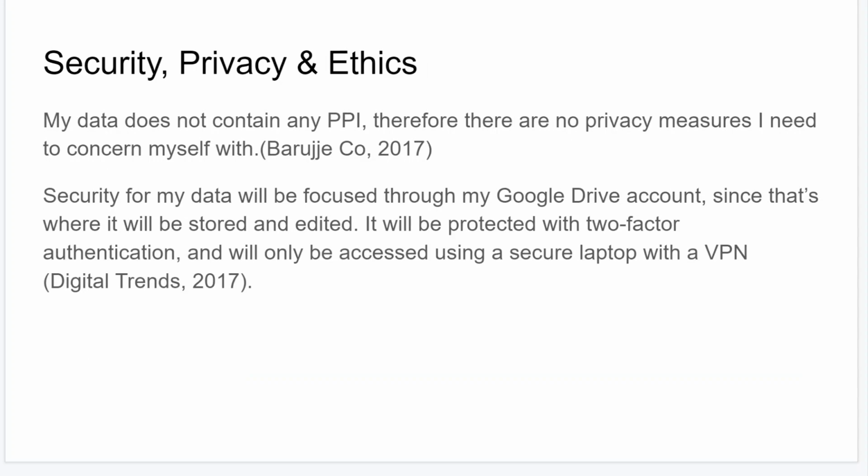Fortunately, my data only contains data pertaining to plants. There is no personal or private information that needs to be secured or censored. I still implemented some security measures just to be safe. I added two-factor authentication on my Google Drive where my data will be stored and archived. And additionally, I'm only accessing this data using a secure PC connected to the internet with a VPN.